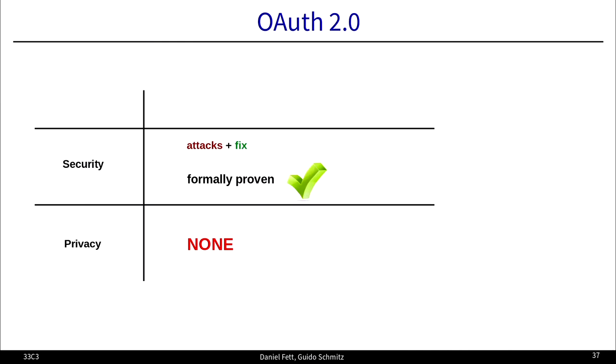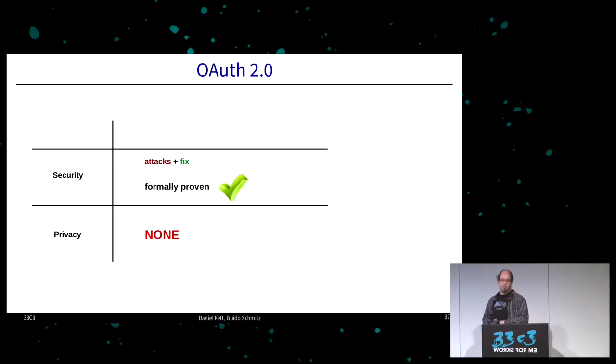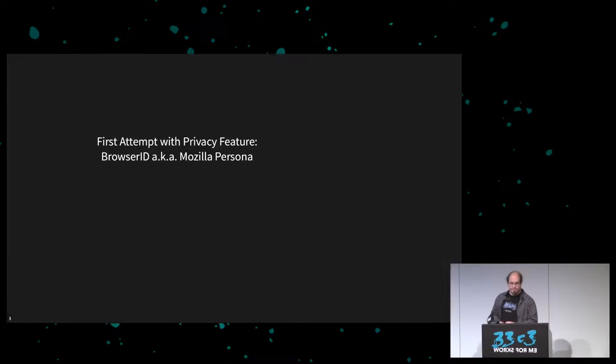So to sum up, regarding the security of OAuth 2, if you have all these fixes applied and there are no implementation errors, then we can say that in terms of security, OAuth 2 is quite good. We have a formal proof in our model for this. But regarding privacy, OAuth 2 does not provide any privacy at all.